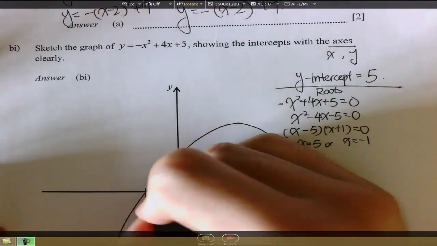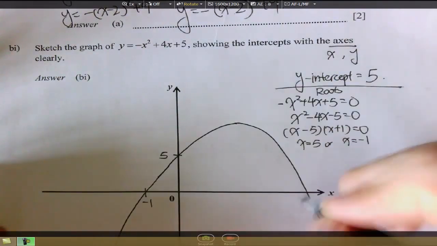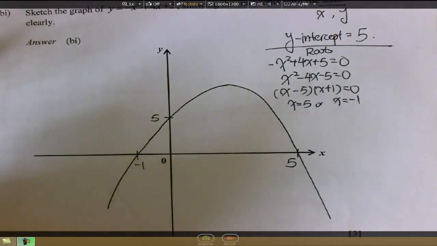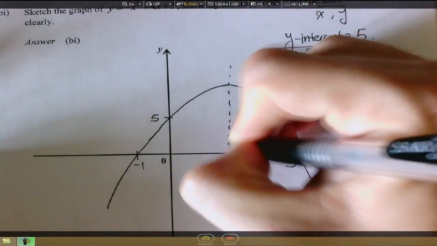Okay, this will be -1, this will be 5, and this will be 5 as well. And that is the completed sketch. Now, to find the line of symmetry, the line of symmetry will lie down here.